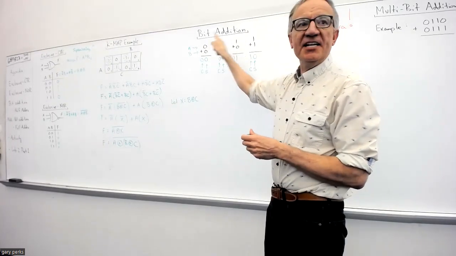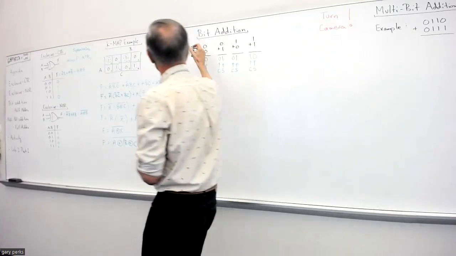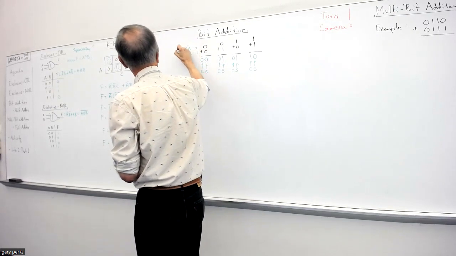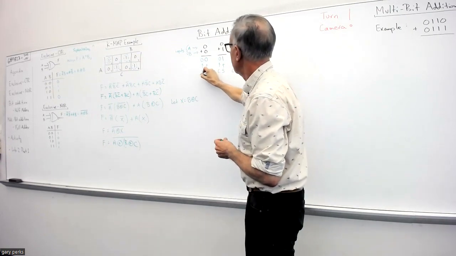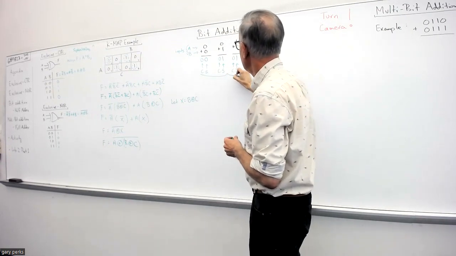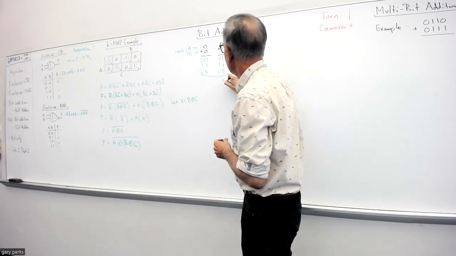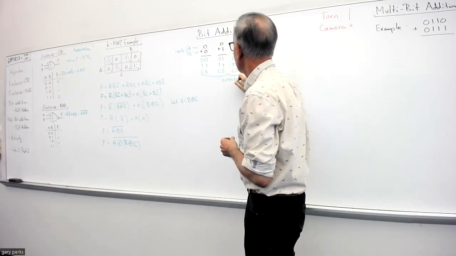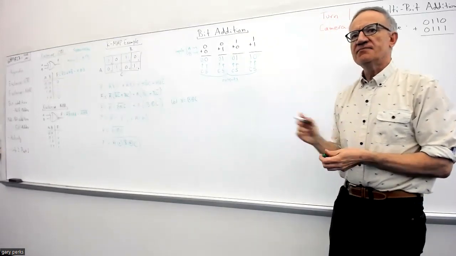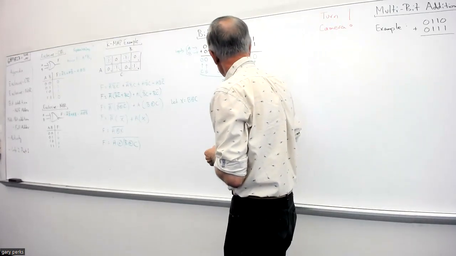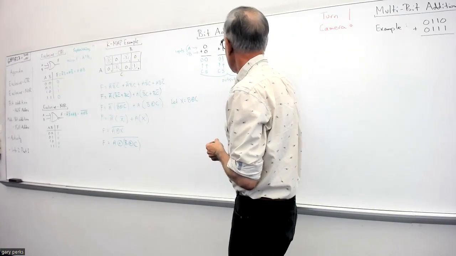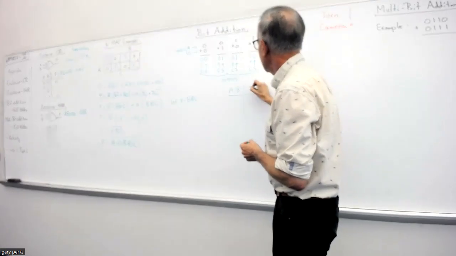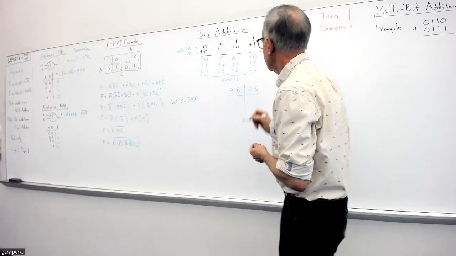These bits that we're adding that we labeled A and B, these are going to be inputs. Okay, so let's make the truth table. Remember, A and B on the left side, and output on the right side, so C and S.